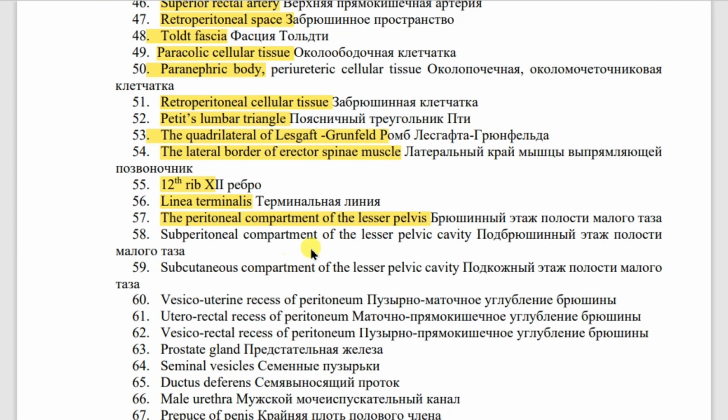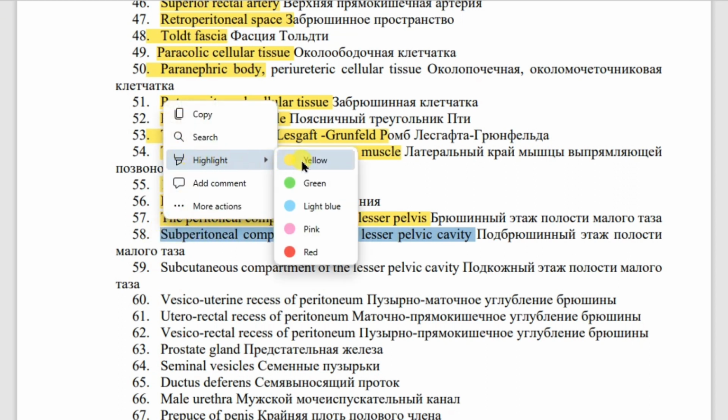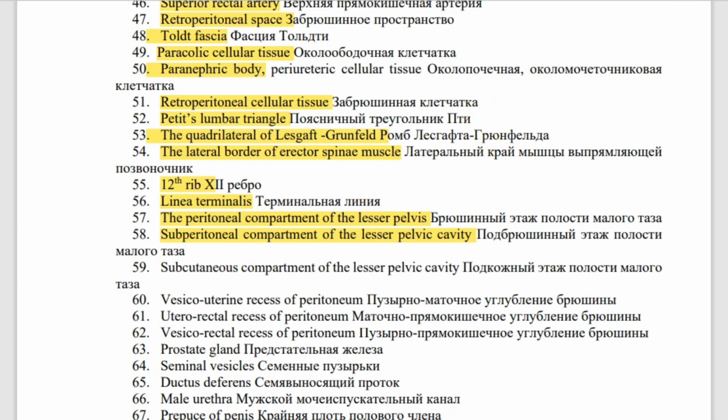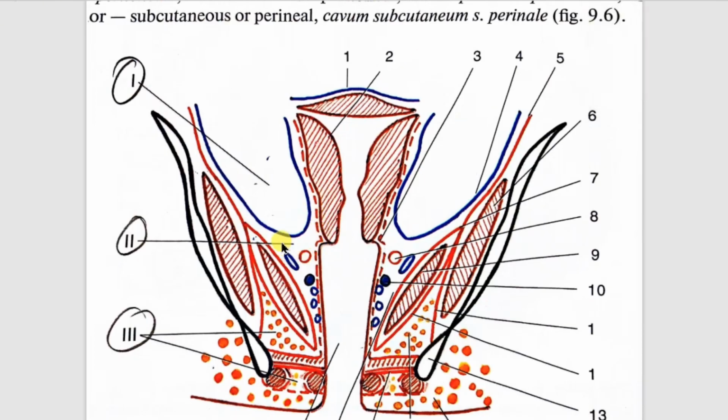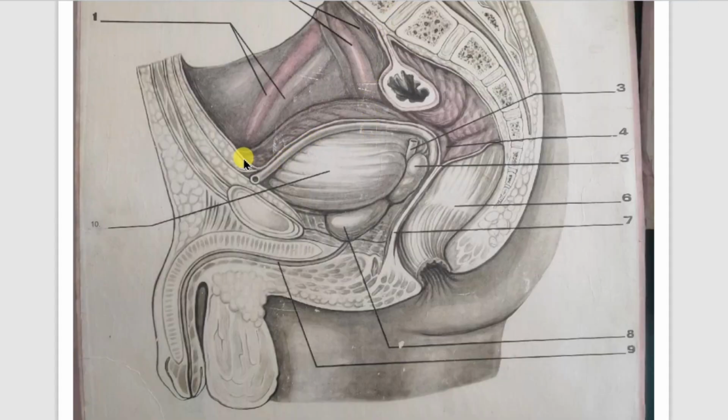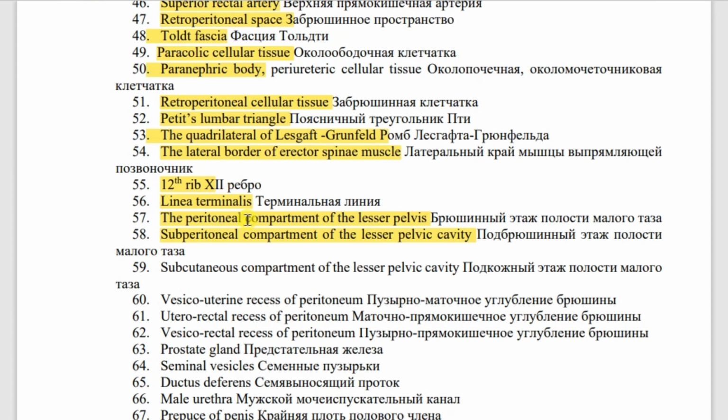Let's move to the next. Next, we have the subperitoneal compartment of the lesser pelvic cavity. It will also be the same drawing and then the posture. So here you can see this is the subperitoneal compartment of the lesser pelvic cavity on both sides. Okay, let's move to the posture one. Here you can see under the peritoneum you can find the subperitoneal compartment of the lesser pelvic cavity.